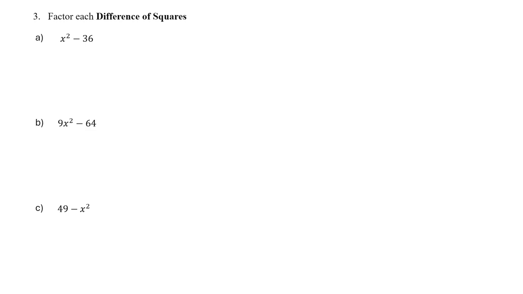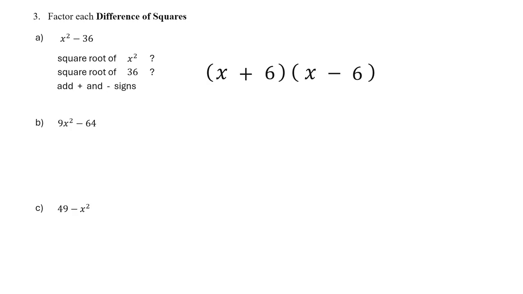Factor each difference of squares. Well, we're told that each is a difference of squares, so we can take some comfort or knowledge in that. So what we need to do is, in question A, what is the square root of x squared? Well, that happens to be x. So we'll write that down. Now, what is the square root of 36? That happens to be 6. So we'll put those in. And now all we need to do is put in a positive and a negative sign. And we've got our final answer.